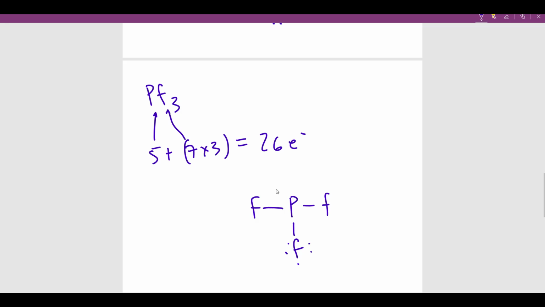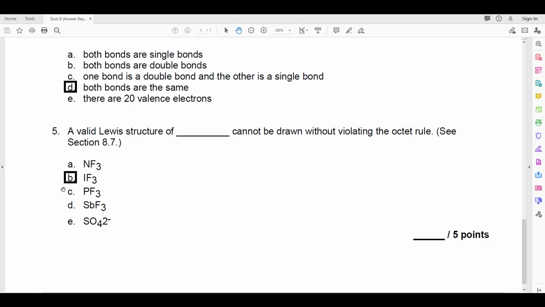1, 2, 3, 4, 5, 6, 7, 8, 9, 10, 11, 12, 13, 14, 15, 16, 17, 18, 19, 20, 21, 22, 23, 24, 25, 26. So that's the Lewis structure of PF3, phosphorus trifluoride. It also has a complete full octet with 26 electrons, so the answer is not C.